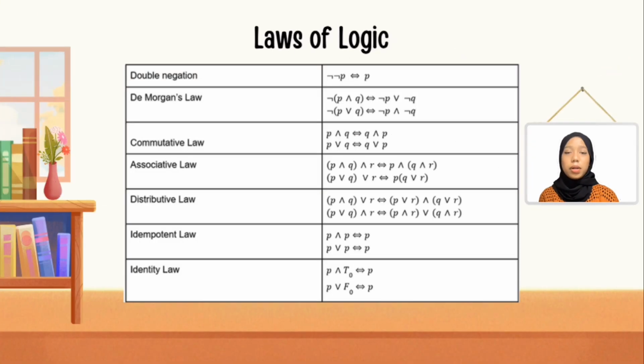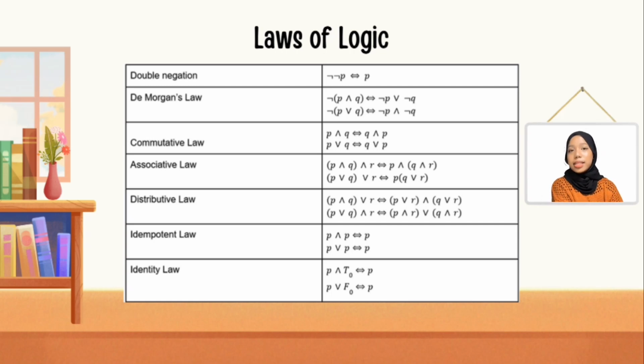Here is the list of laws of logic. 1. We have double negation. Double negation is a principle in classical logic that states that the negation of a proposition is logically equivalent to the proposition itself, such as negate P equivalent to P.